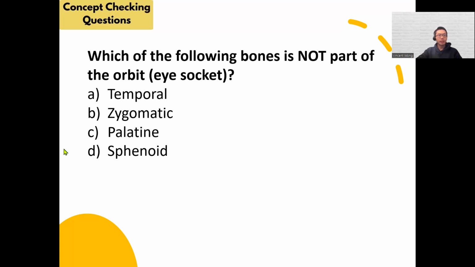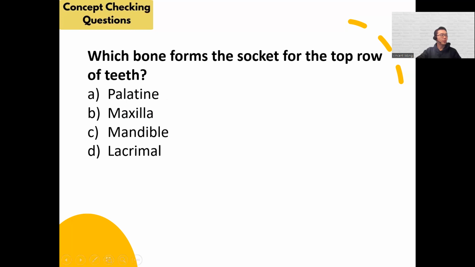Okay, the correct answer is the temporal bone. Temporal bone is just on the side here, nothing to do with the eye socket. The zygomatic forms the lateral side. Palatine is just that little dot, and sphenoid forms the back. How about this one?